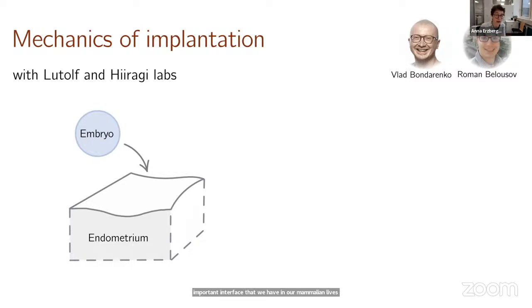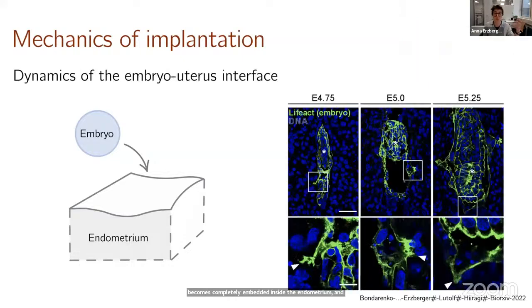And essentially what happens there is that the cell layer at the outside of the embryo, the trophectoderm cells, engage in a very complicated interaction with the uterine wall in such a way that over time the embryo becomes completely embedded inside the endometrium. And in vivo, so from the actual uterine environment, one can only do fixed images and fixed staining. So we get these snapshots from different developmental time points.